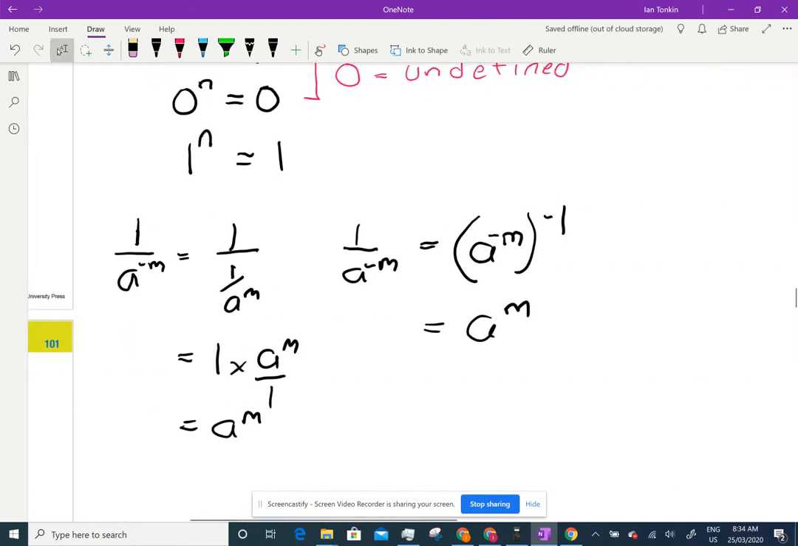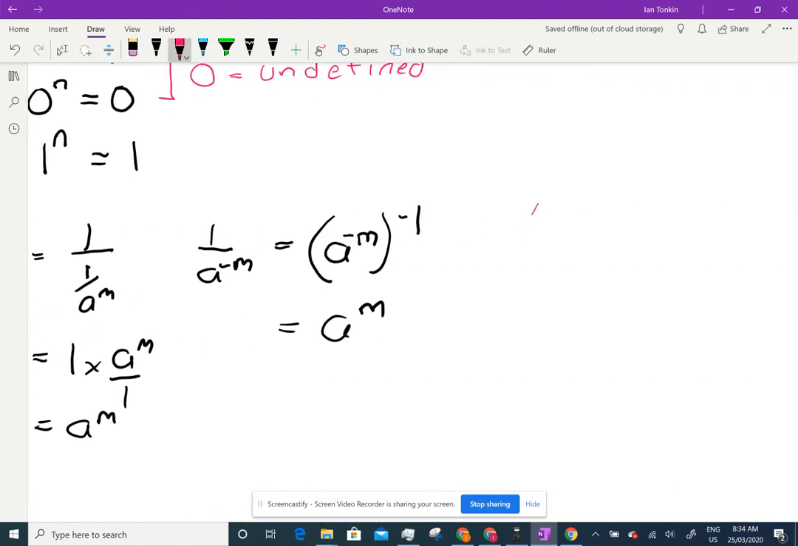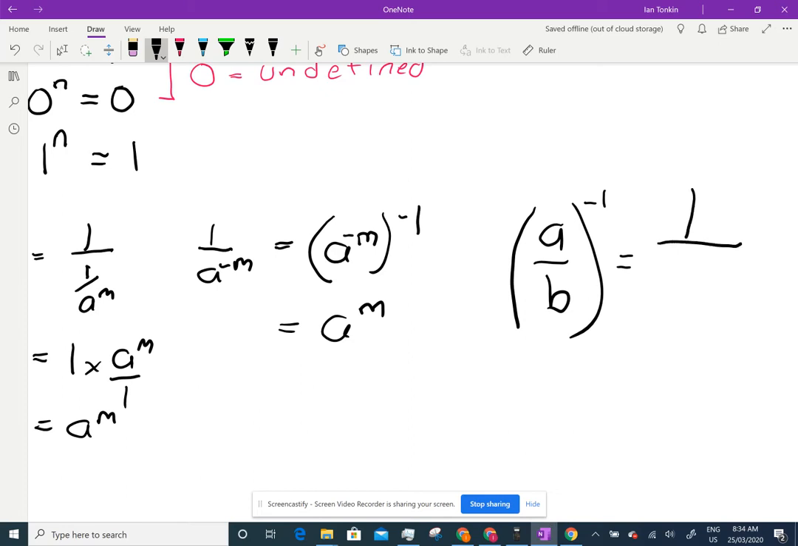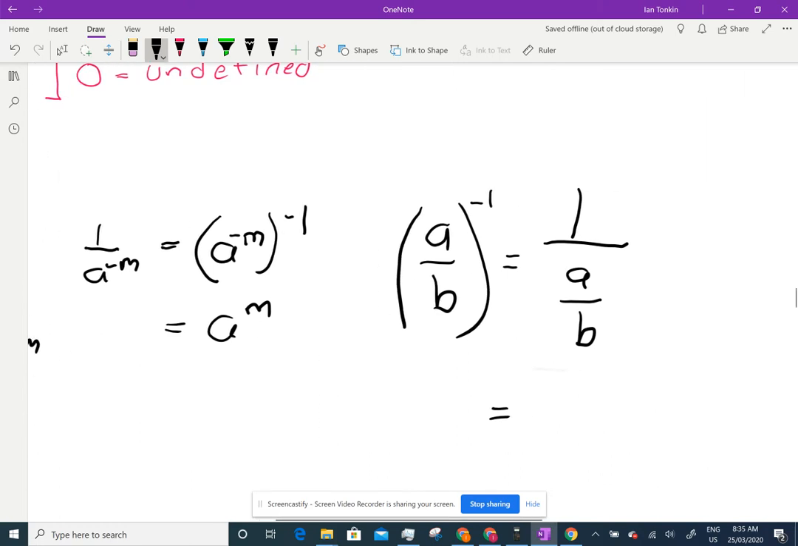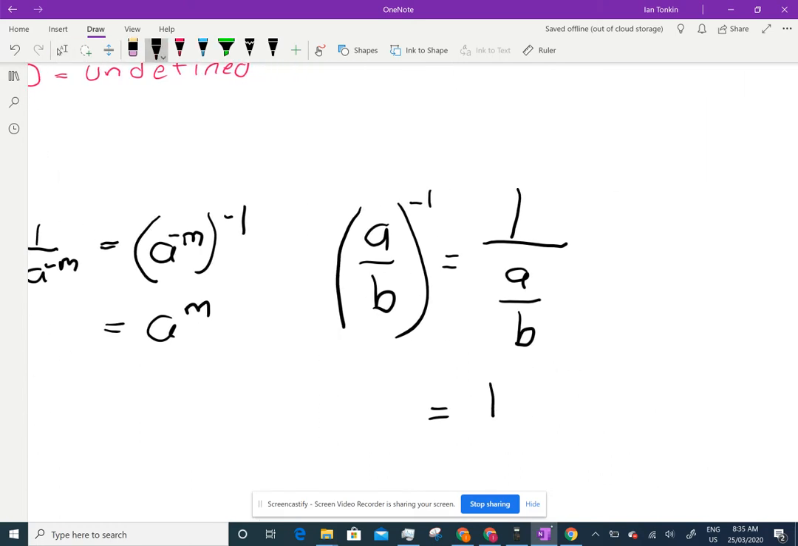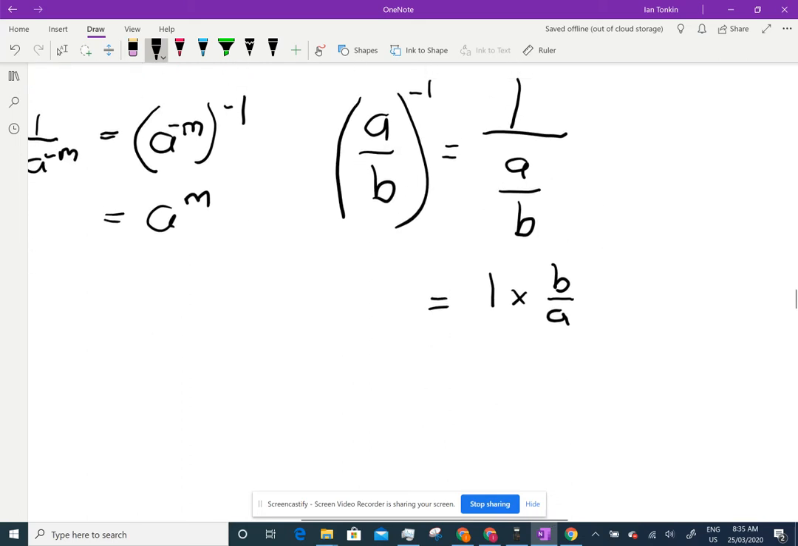So how do we explain that? Well, if we've got a fraction, A on B, and it doesn't matter what that is, A on B, and we raise that to the negative 1, that's just 1 over the top of A on B. And what do we do when we divide by a fraction? You multiply by the reciprocal, so it's 1 times B on A, which is just B on A. And hence you can see they just swap position.